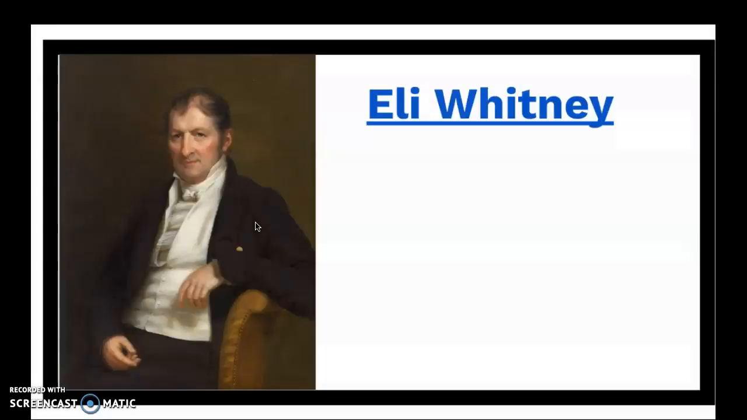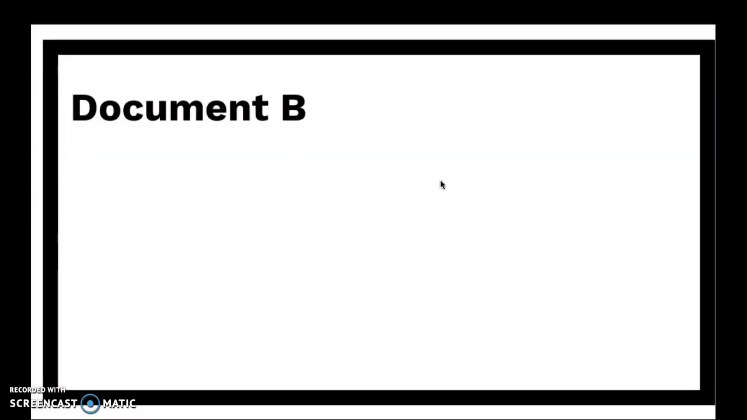Okay, so we know that Eli Whitney created this cotton gin that was used to separate the cotton fibers from the seeds. So you have something that you're able to make cloth with without having those rough seeds in it. What this did to the South is it actually led to more growth of cotton and more plantations. We're going to take a look at a document to examine what Eli Whitney thought was going to happen when he created the cotton gin.